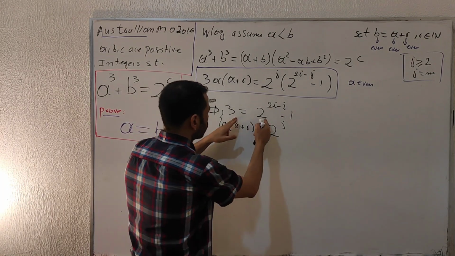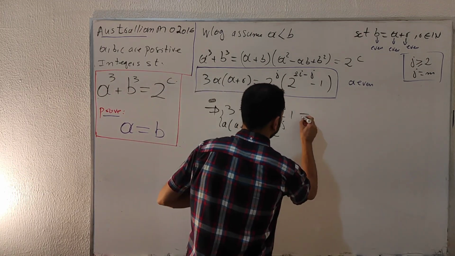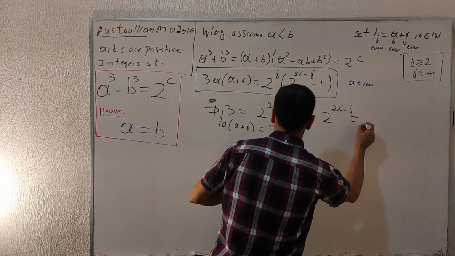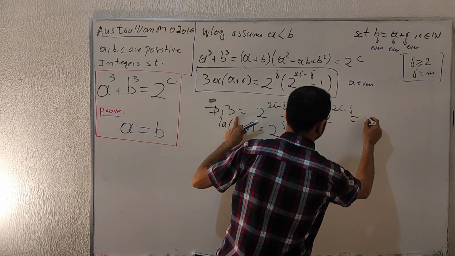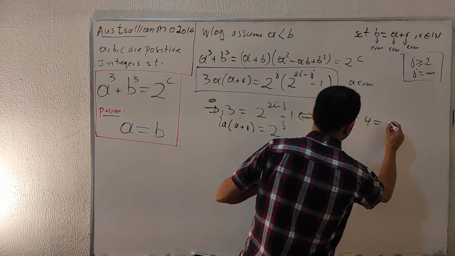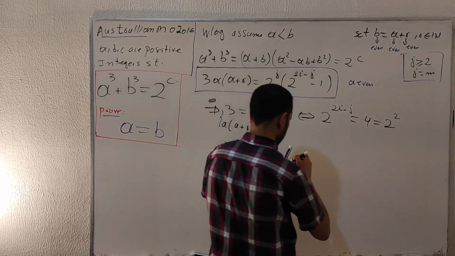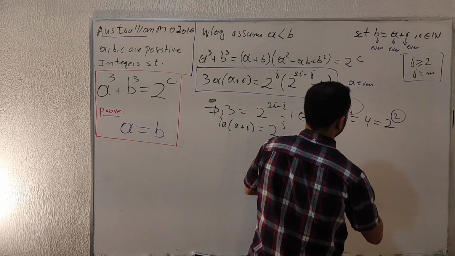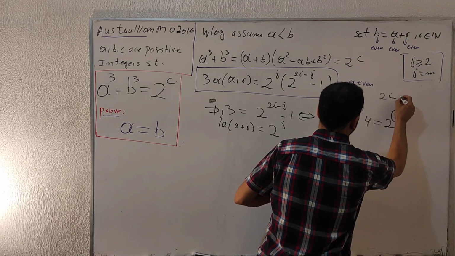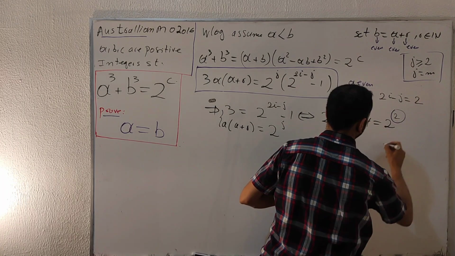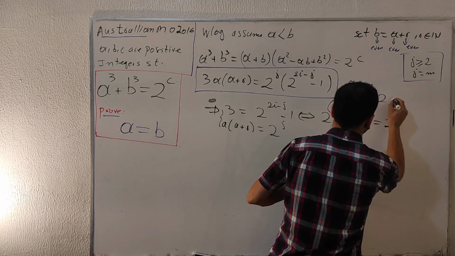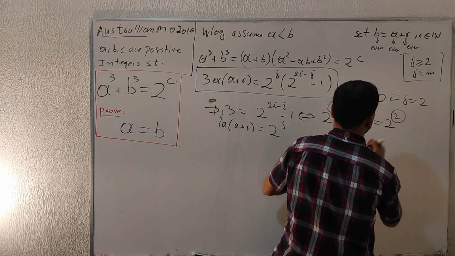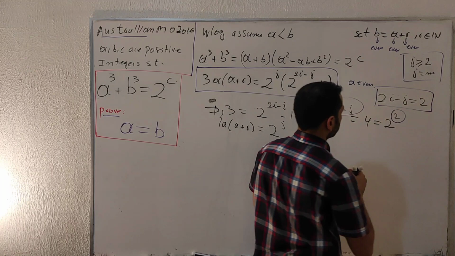Now I'm simply going to solve this first equation. I get here 2 to the 2i minus j equals 3 minus 1, which is 4. 4 will be written in this form, 2 squared. I'm going to take this exponent equal to this one. Okay, so I will have 2i minus j equals 2. In other words, 2i minus j equals 2. I have a very nice relationship between this one and this one.